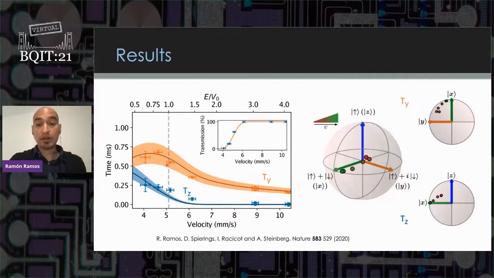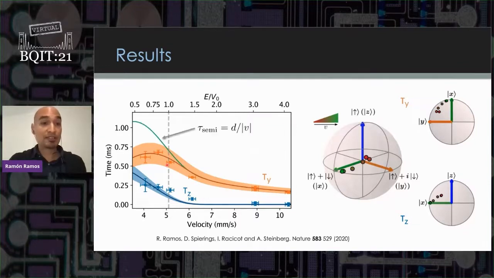We can compare our data against a different theory for what the tunneling time should be. In particular, over here, the green line is comparing against what is known as the semi-classical theory, which is essentially the barrier width divided by the absolute value of velocity. And we can see that our data disagrees with this theory, or it rules it out by almost 3 sigma.